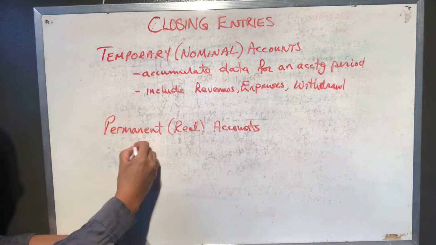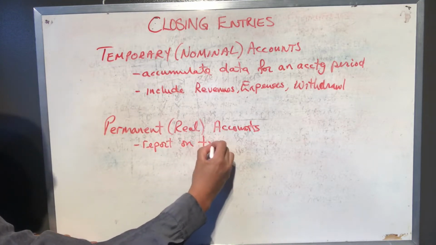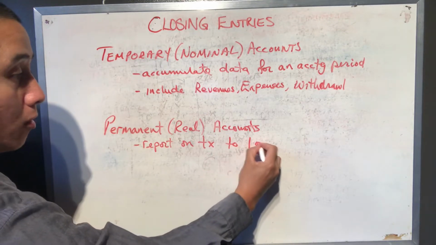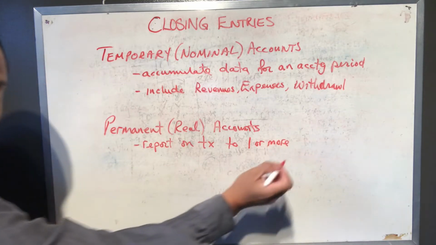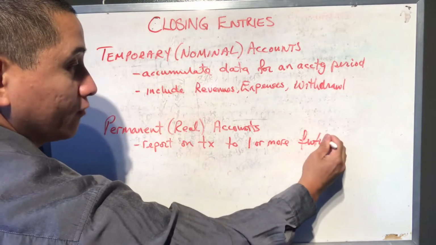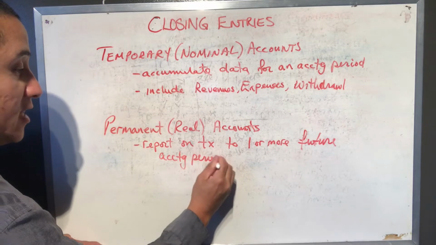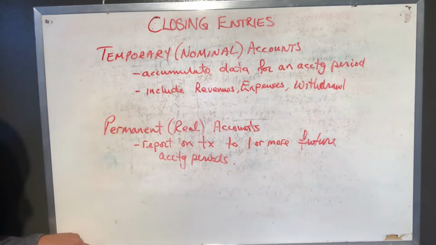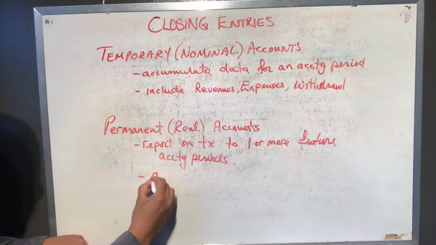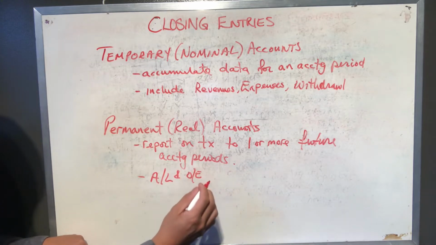So these report on transactions to one or more accounting periods, and it could be one or more future accounting periods. So these never close. At the end of the period the balances will get carried over to the next period. So for example, assets, liabilities, and owner's equity accounts are not closed.